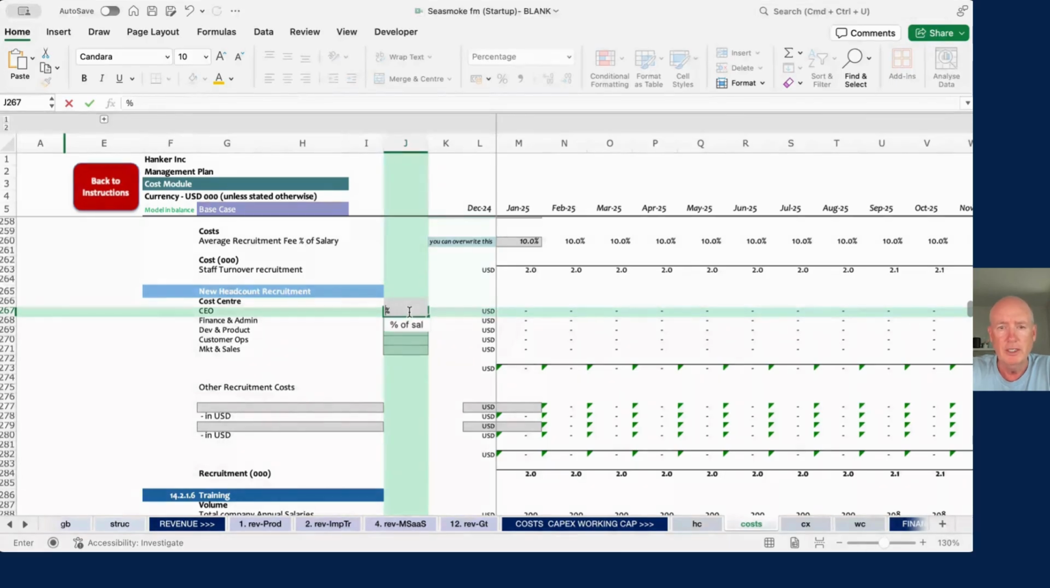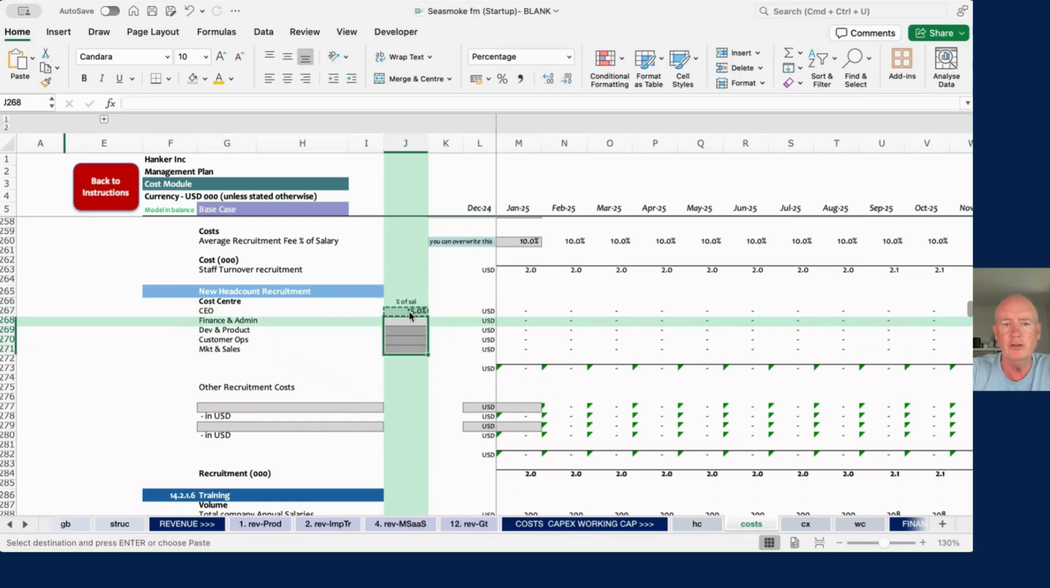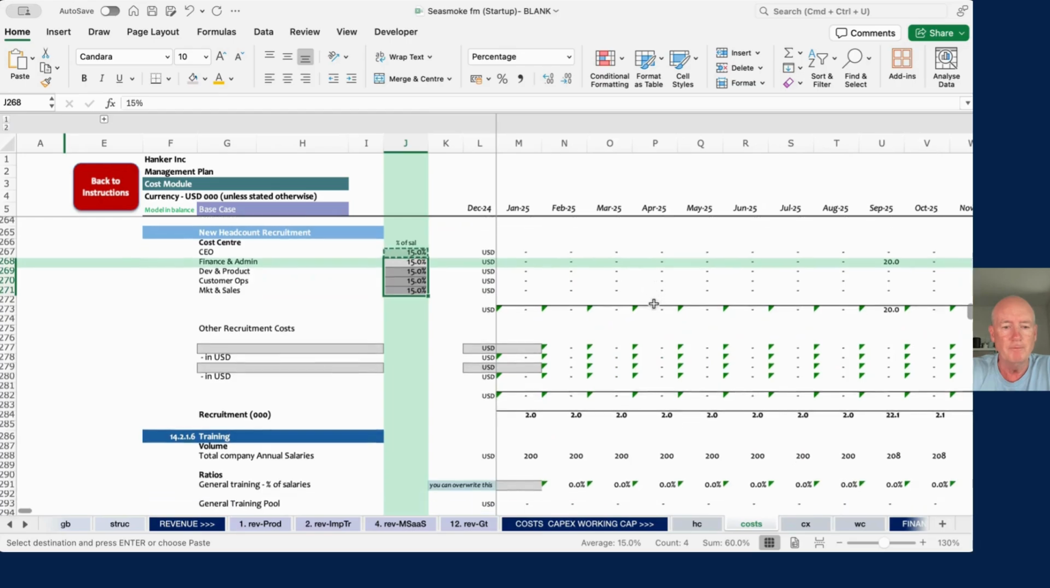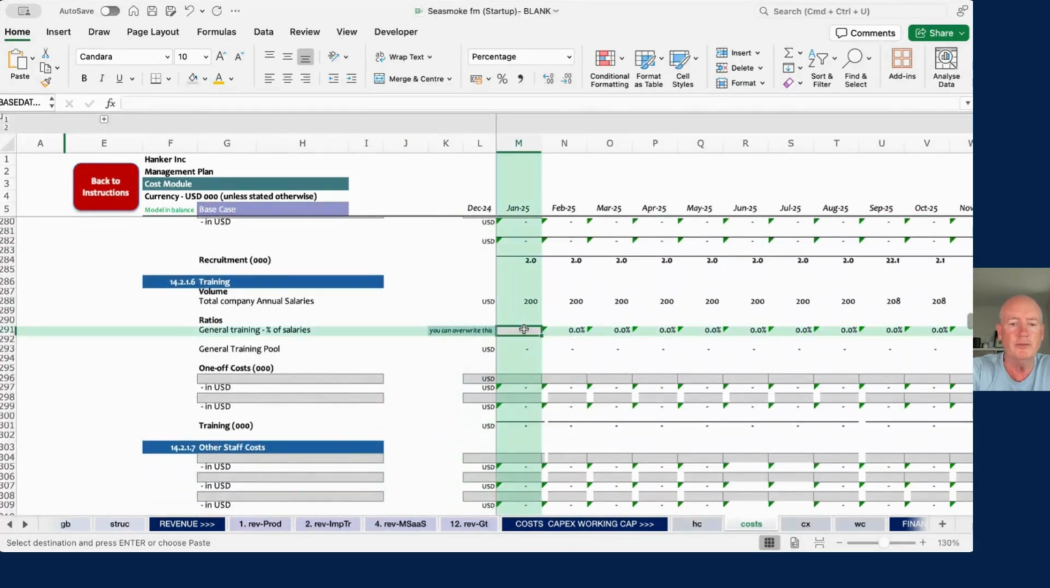Staff turnover, well, let's say the staff turnover is 10%. Let's say that on average the recruitment fee to replace those people is 10% of basic salaries, and let's say that it's 15%.